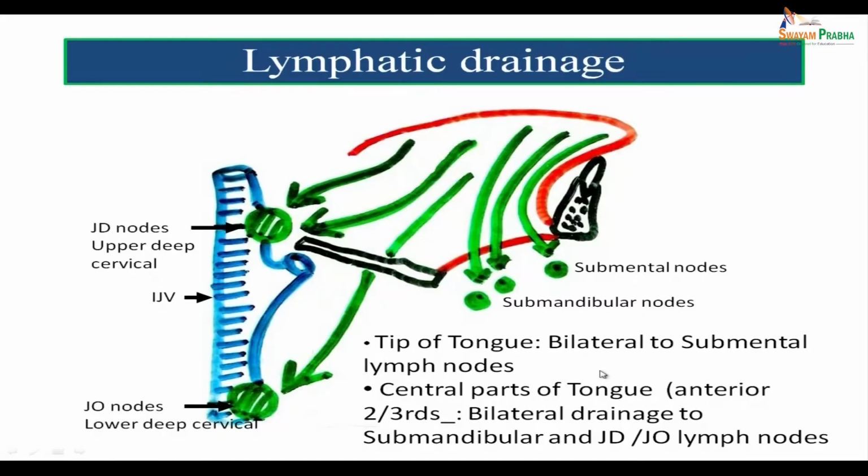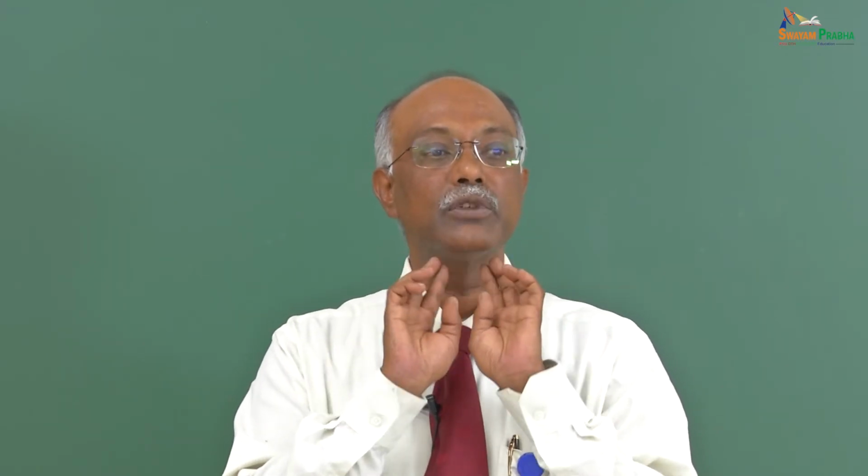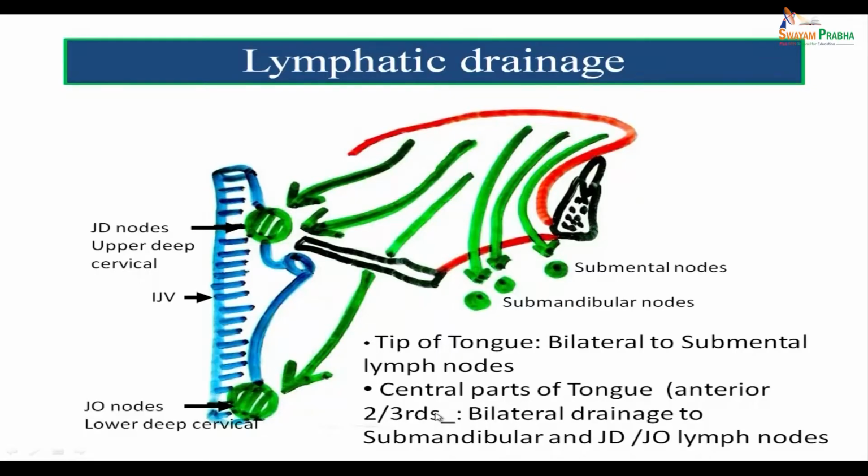Now note this, that the tip of the tongue has a bilateral drainage to the submental lymph nodes. That is, from the tip of the tongue, lymph drains to lymph nodes on both sides, the submental lymph nodes of both sides. The central parts of the anterior 2/3 of the tongue have a bilateral drainage to the submandibular and then onwards to the jugulo-digastric group of lymph nodes.